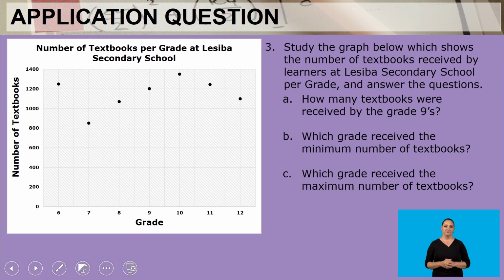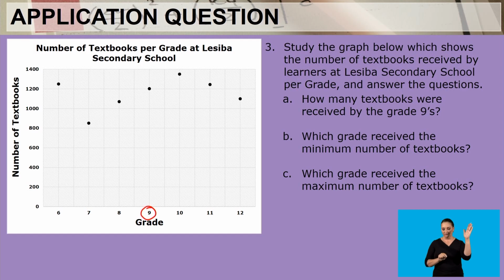Now, the next question says, study the graph below, which shows the number of textbooks received by learners at Lesiba Secondary School per grade, and answer the questions. The first question says, how many books were received by the grade 9s? For us to find that number, we need to go to the grade 9s.